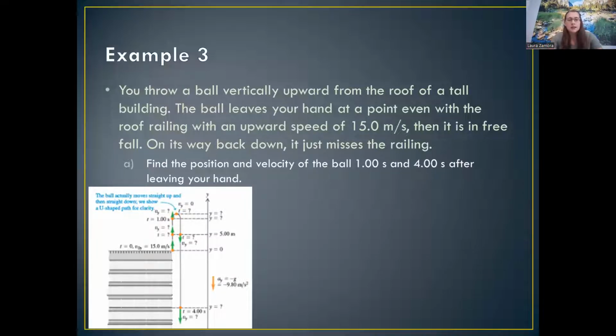So in part A, we wanted to find the position and the velocity of the ball at 2 different moments in time. So 1 second and 4 seconds after leaving your hand. So we know from the problem that the ball is not dropped, right? We're giving it an upward speed, so a positive speed of 15 meters per second. And then after that is in free fall. So after it leaves your hand, there's no additional forces acting on it other than just gravity pulling it down.